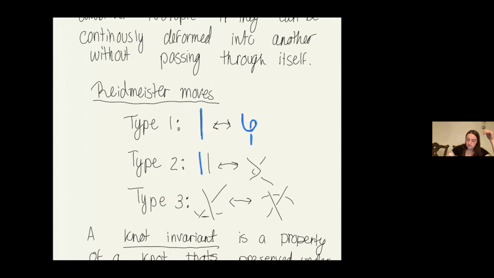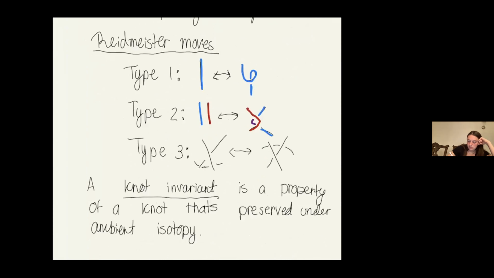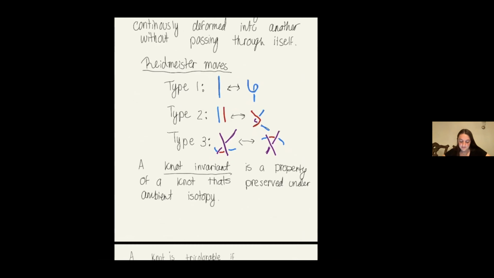Now for type 2. Trying to remember. I think that one. Make sure I did that right. Okay, so here we have all the same color, 3 different colors and 3 different colors. So we're good with that. And then just the same thing. So this shows that you can do any of these moves and it will still be tricolorable. Thank you. No problem.